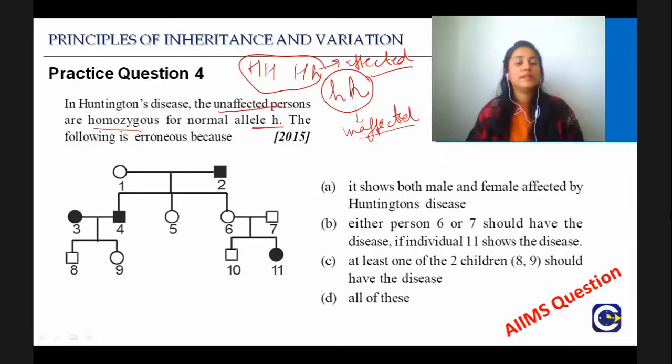Take your time. Pedigree analysis generally takes time, but try to answer. We know that it is a dominant disorder. We know it is an autosomal dominant disorder. And if you are not able to solve, then let me know. I will guide you through. I will give you hints. Just write in the chat box, hints.